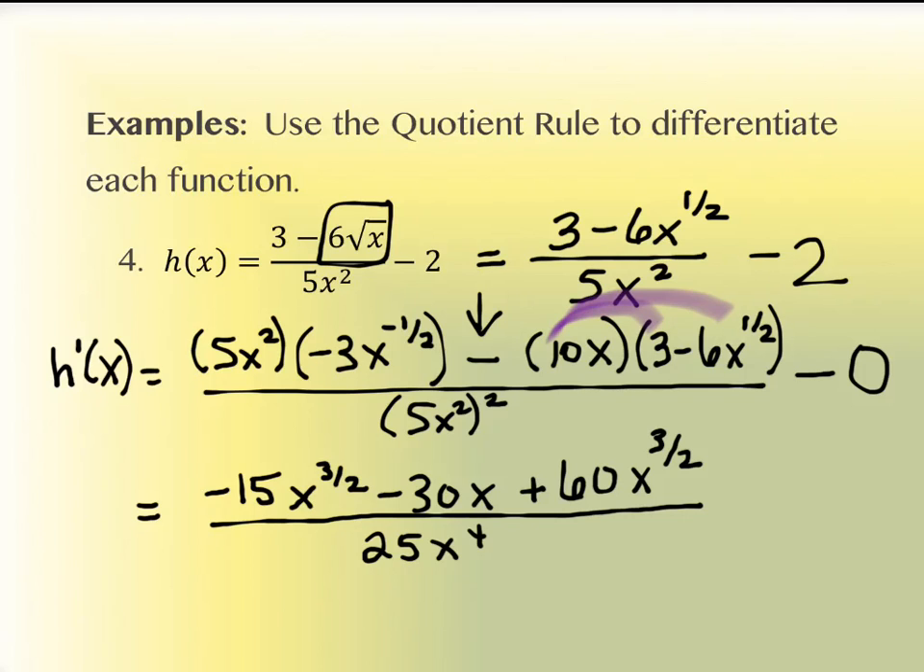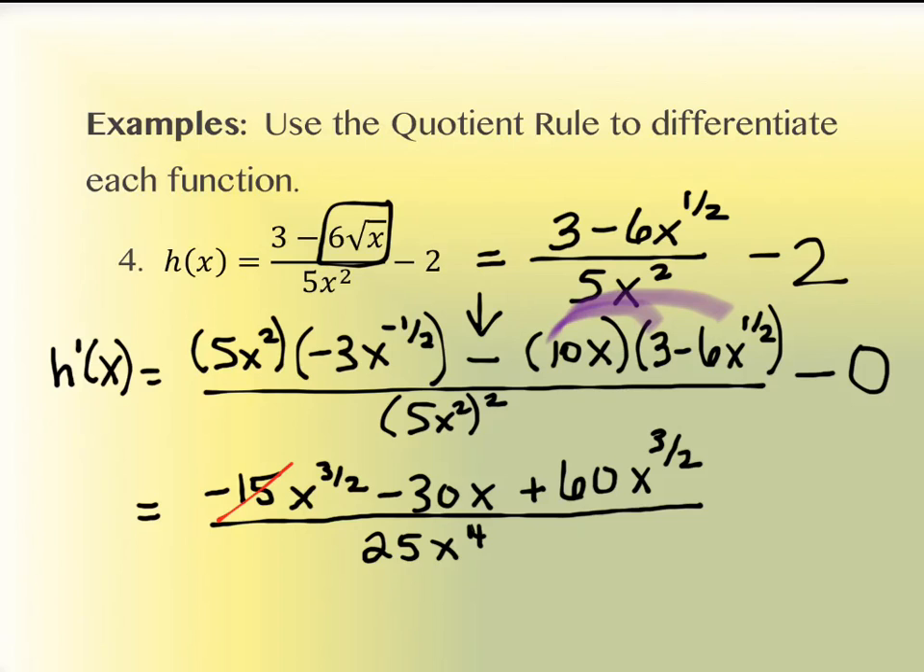25x to the 4th. Now, this is a very strange situation. There is something in common in every single term there. What is it? 5x. Yeah, there's a 5 and there's an x, both, right? So let's do the 5 part first. We're just going to divide everything by 5. That will simplify what's there.